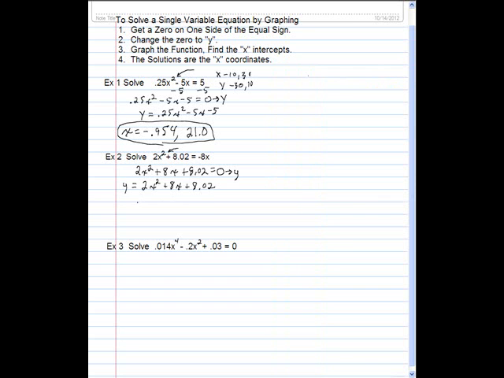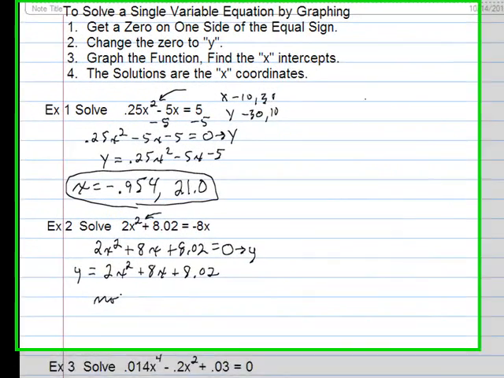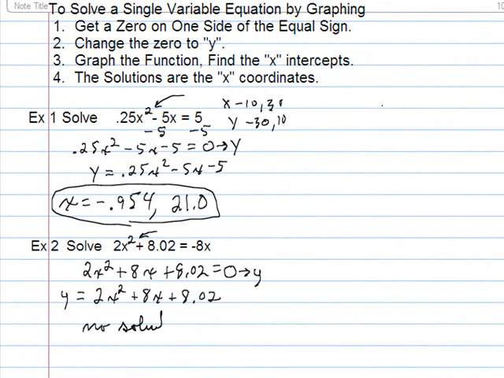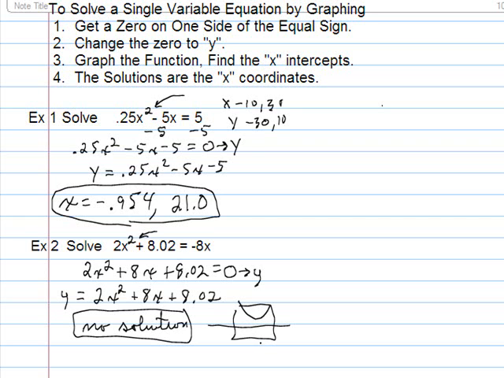So I'm just going to write here, no solution. And just to give myself an indicator, I'm going to put a little x-axis here and show it not touching the x-axis. You'd want to show something like that if your test question said show your screen. You'd want to show a screen where it wasn't touching the x-axis. Okay, let's go on to the last one.